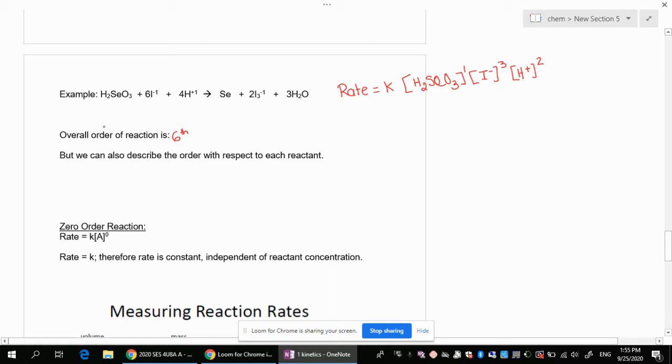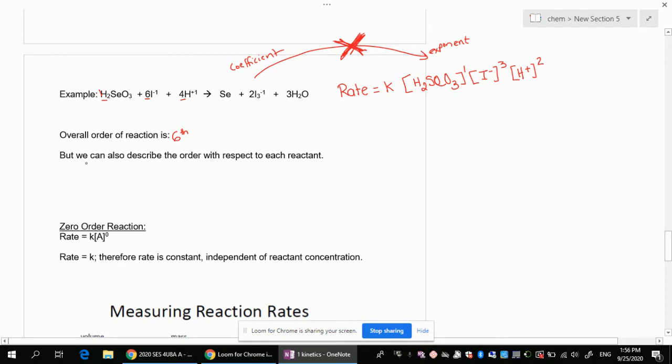Okay? Please note that the coefficients in front have nothing to do with these exponents. So there's no relationship between coefficients and powers or exponents. Okay? There's no correlation. It's just by coincidence that they might line up once in a while. But for the most part, they do not have any sort of relationship.